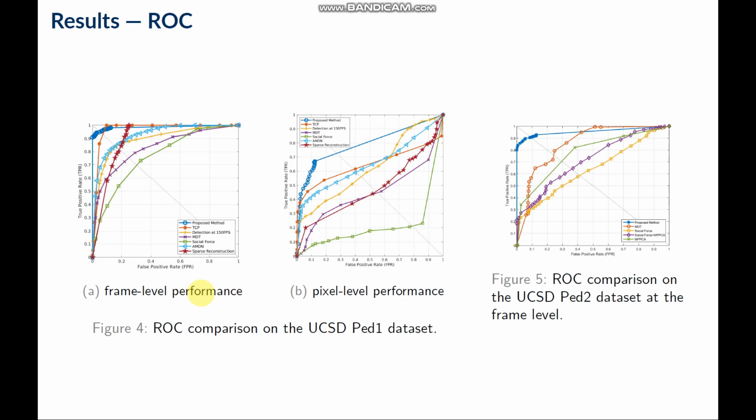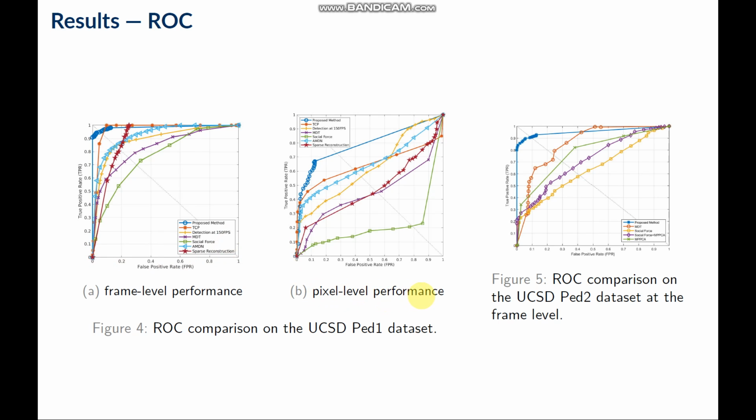And take a look at the result. This is an ROC comparison on the UCSD Ped1 dataset. This is the frame level performance. The blue line is the DSTN. We can see that it outperforms all the other methods. And take a look at the corner: the DSTN can reach a high true positive rate at a lower false positive rate than the other methods.